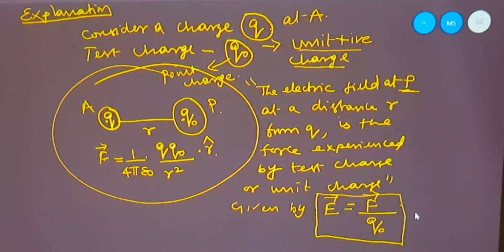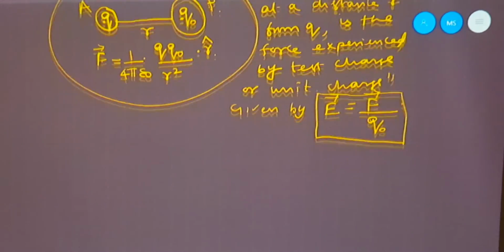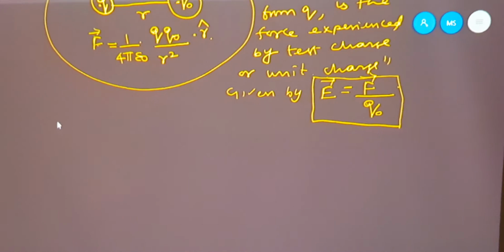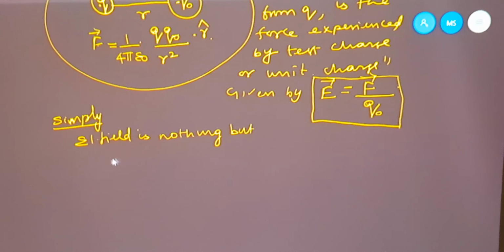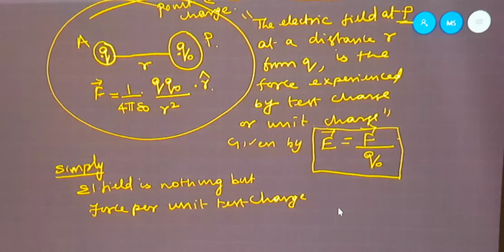In a simple manner we can define it like this. Simply, I can say that the electrical field is nothing but force per unit charge, force per unit positive charge or force per unit test charge. That is called the electrical field. This concept is being explained here like this.